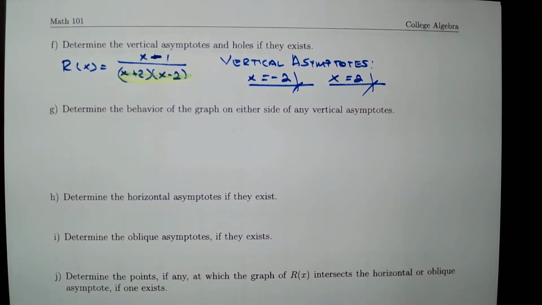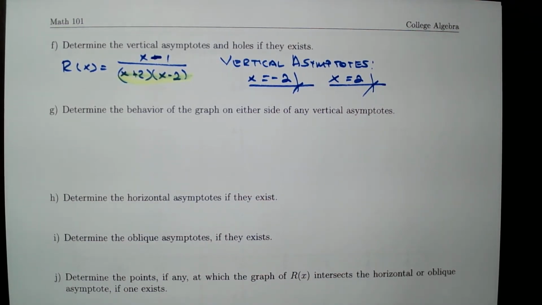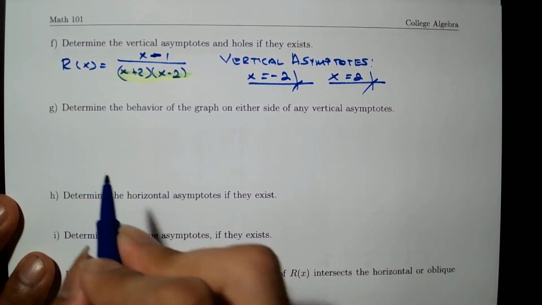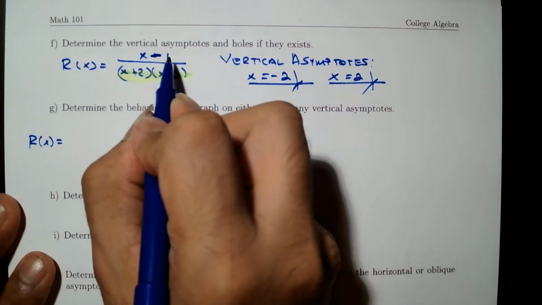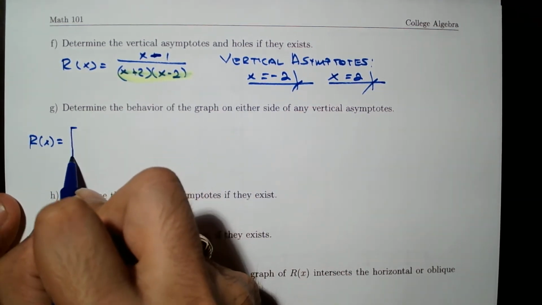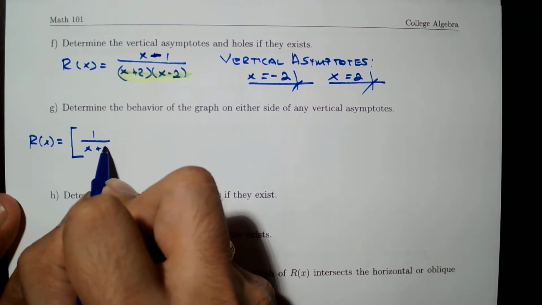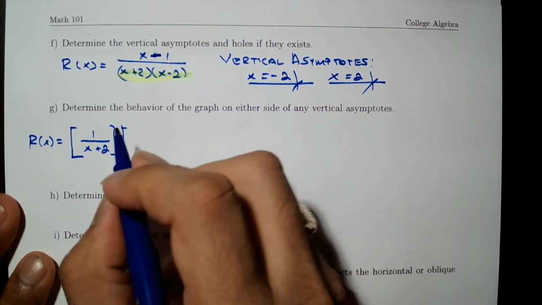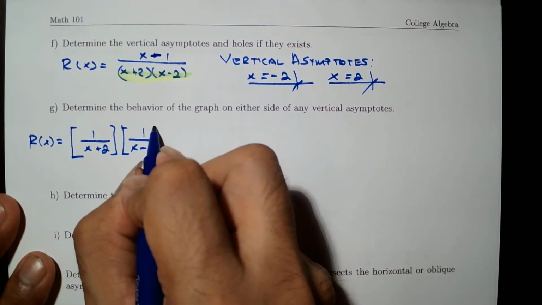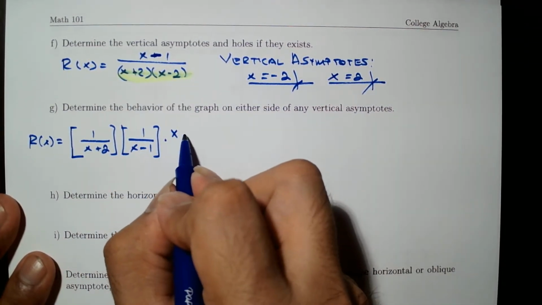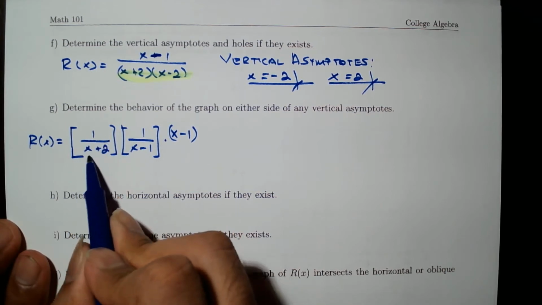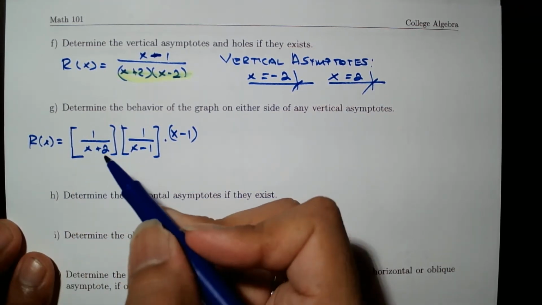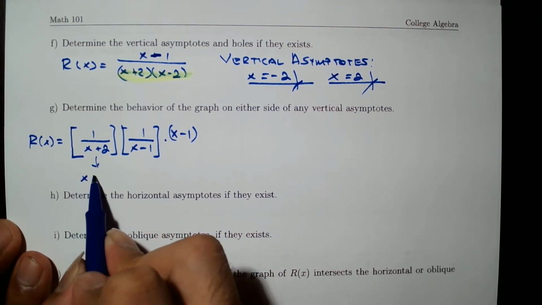All right. Determine the behavior of the graph on either side of any vertical asymptote. So this is what I'm going to do. I'm going to write the function in a slightly different way. R of x equals, this function that I have here in factor form is the same as saying 1 over x plus 2 times 1 over x minus 2 times x minus 1. That's the numerator. So in this case, we are going to analyze either side of vertical asymptotes. This one gives rise to the vertical asymptote x equals negative 2.